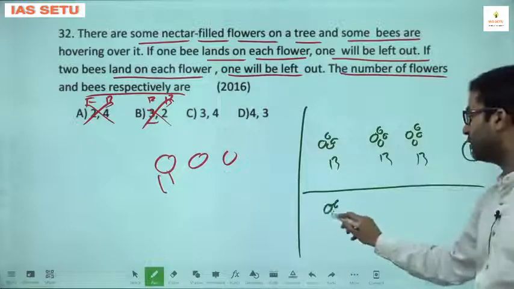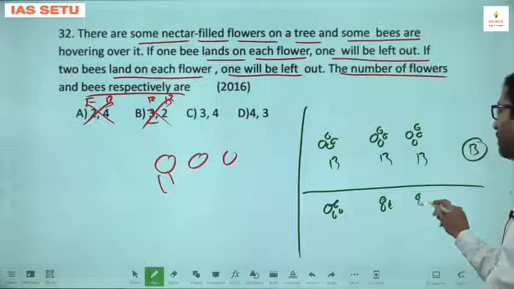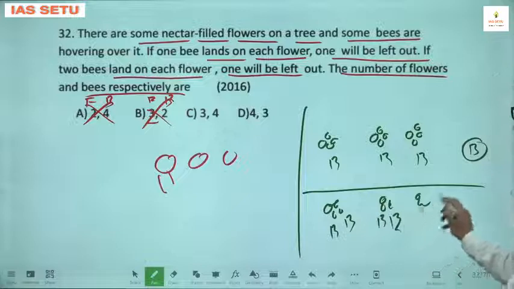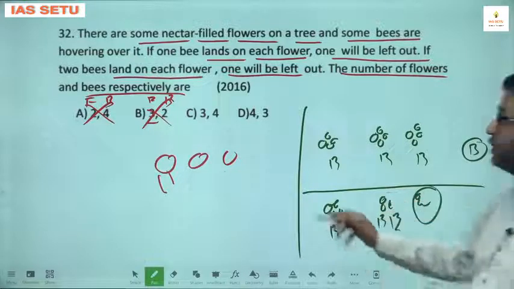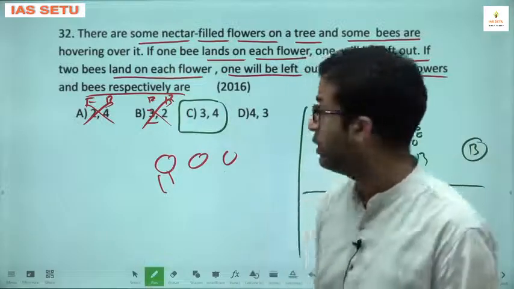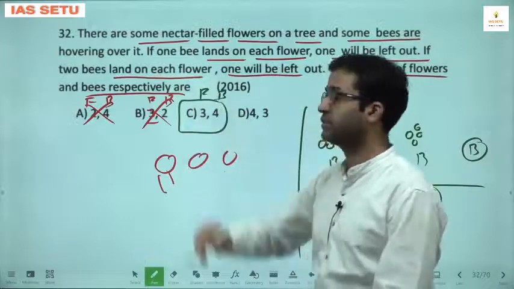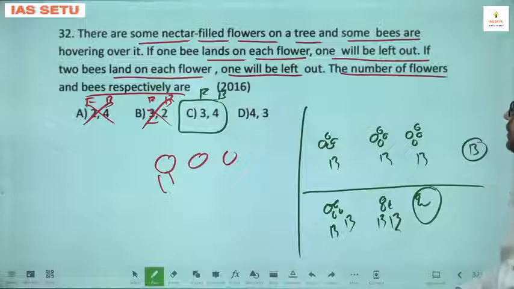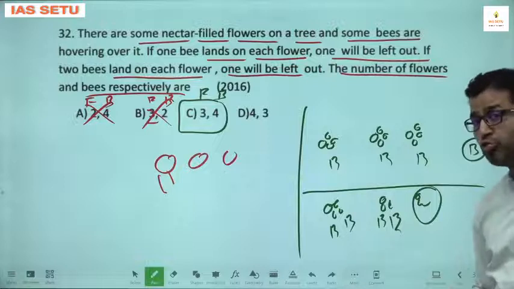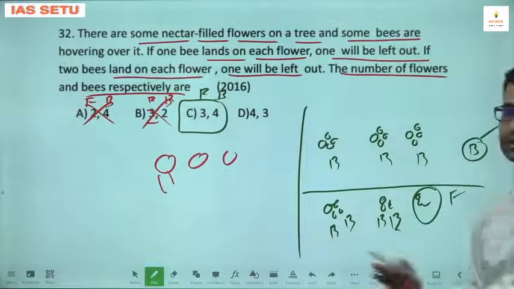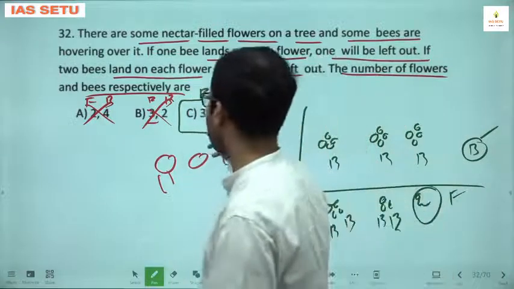Second statement, there are 3 flowers. If on each flower there are 2 bees, so 1 is left out, meaning 1 flower is left out. Yes. So use the answer options, that is the best way, because out of the answer options we have to tell which one is correct. So there are 3 flowers, 4 bees. If 1 bee lands on each flower, then 1 bee is left out. If 2 bees land on each flower, then 1 flower is left out, that flower does not have any bee. So 3 flowers, 4 bees. Perfect.